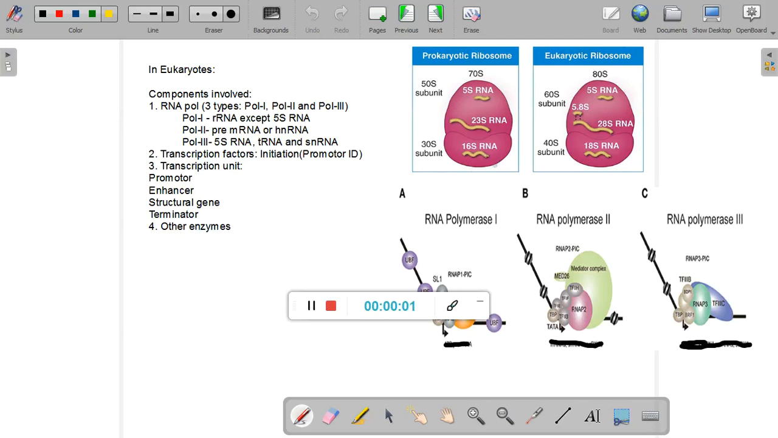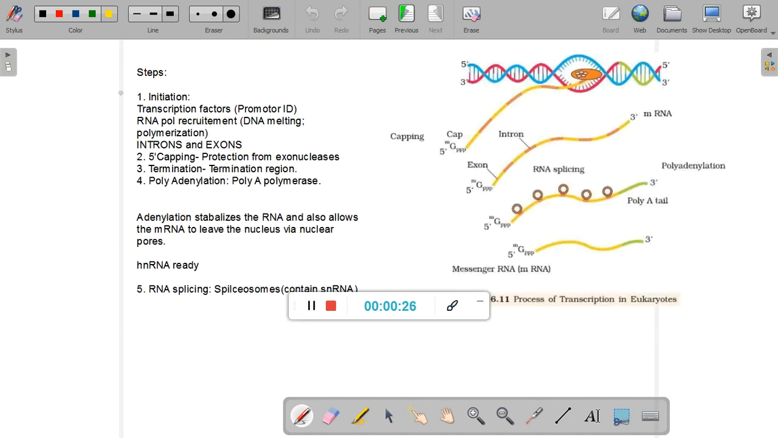So this is the final session in which we will try to understand the process of transcription in eukaryotes. So far we've understood the basics of transcription and the process of transcription in prokaryotes. Now in eukaryotes, again we will follow the same scheme of study. We will first of all understand what are the different components that are involved, and then we will study the different steps involved, or the stages of transcription.